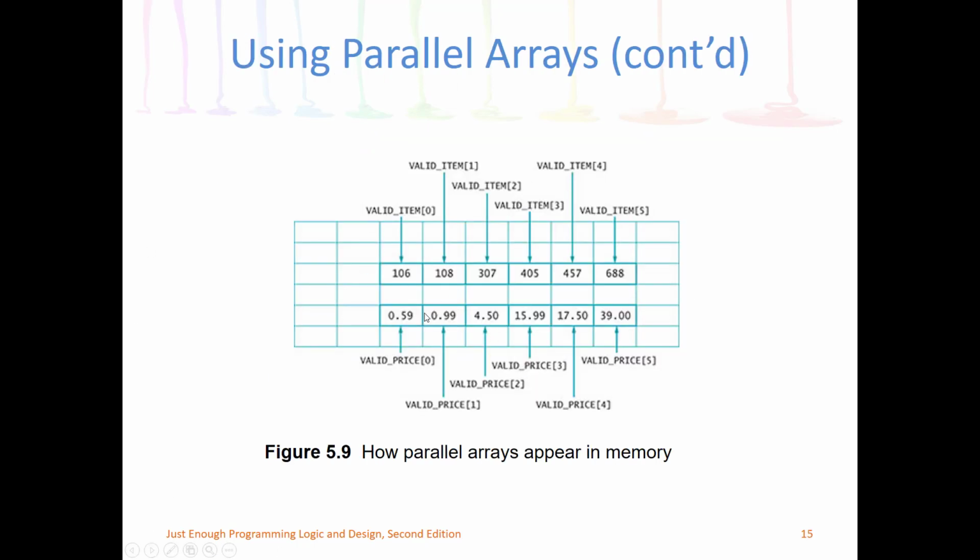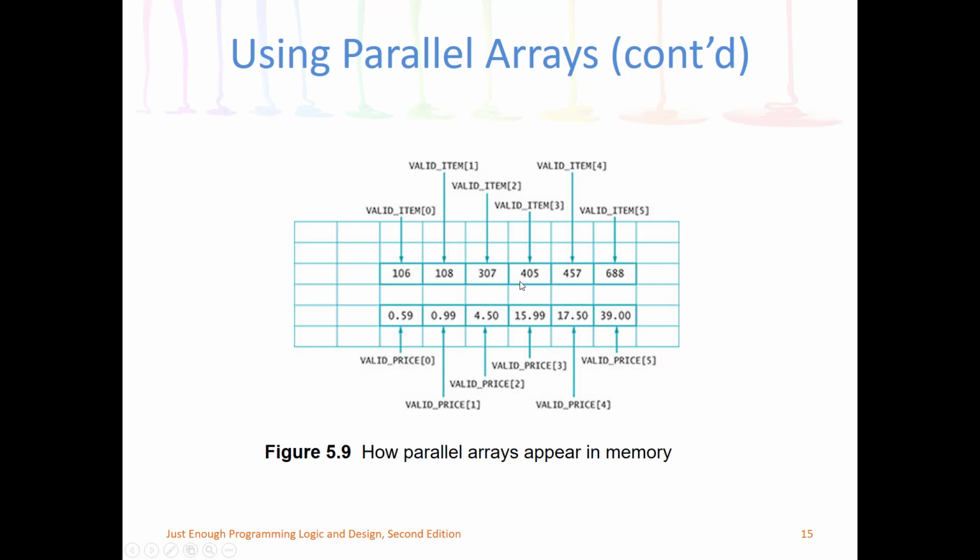And here's basically the same thing. There's a valid item, probably an item number or part number, and there's the price associated with it. They are parallel, as you can see here. So if I ask you to give me the price for item number 307, what would you do? Well, you could just visually look down this chart and see that it's $4.50.